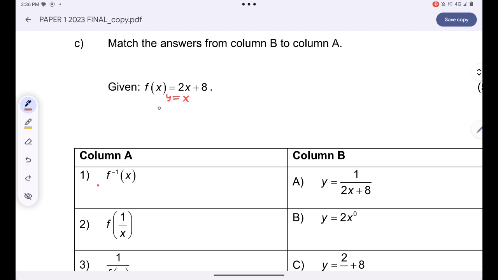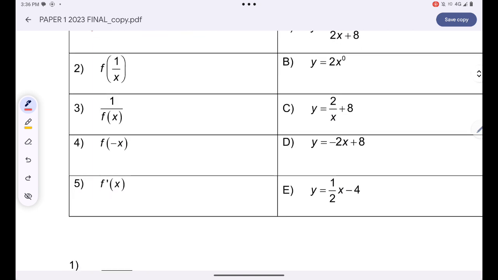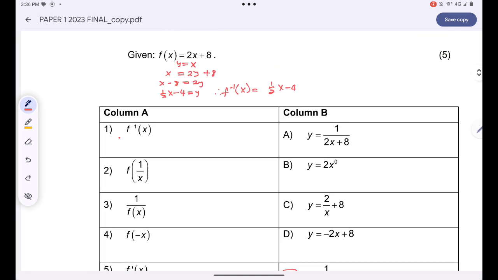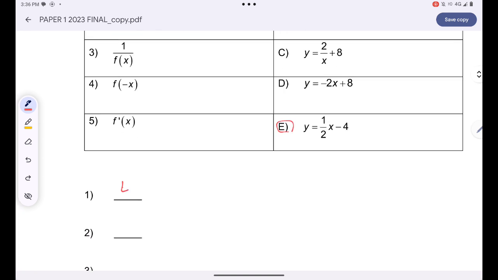You interchange both x and y, you'll end up having x is equal to 2y plus 8. That means you have x minus 8 is equal to 2y. If you divide both sides by 2, we'll have 1 over 2x minus 4 is equal to y. So therefore, the inverse of f of x is just 1 over 2x minus 4. So I have 1 over 2x minus 4 there. So 1 corresponds with E. Number 1 goes hand in hand with E.